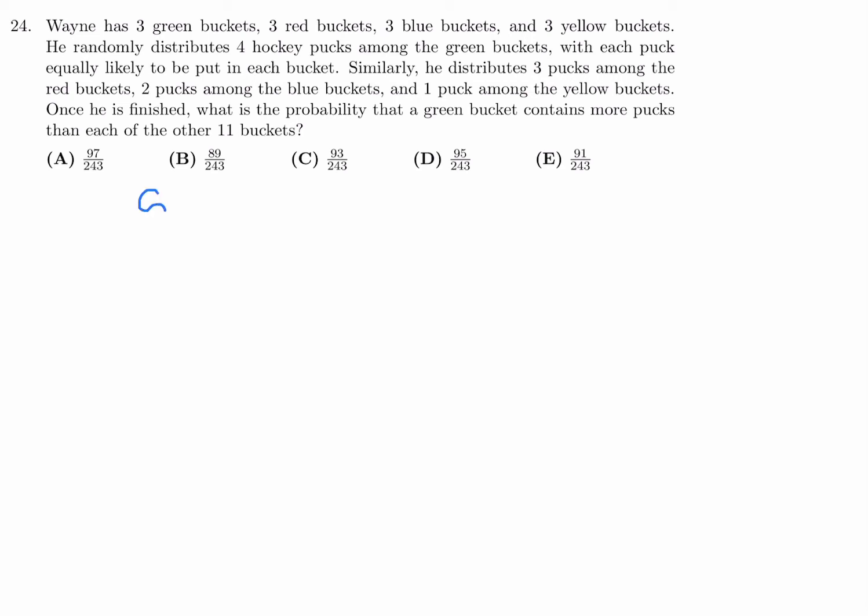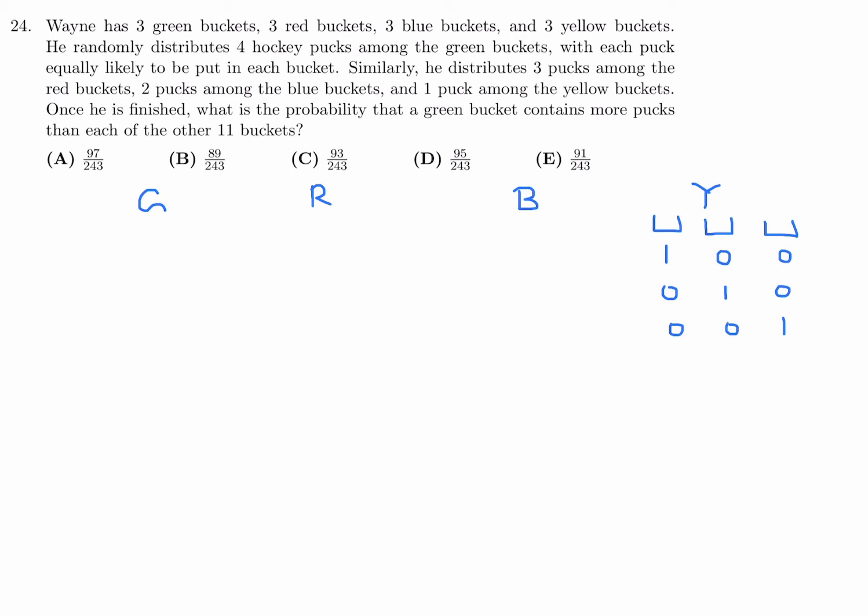Okay, so green, red, blue, and yellow. So let's start with the yellow. That seems to be the easier one. There's 3 buckets, right? So the only way is 1, 0, 0, 0, 1, 0, or 0, 0, 1. That's the only way to place the 1 puck. Either you put the 1 puck here, or in the second bucket, or in the third bucket, right? Because you got 3 buckets here. So these are the only scenarios.